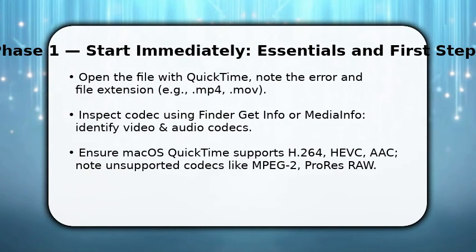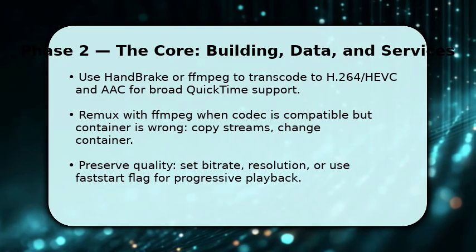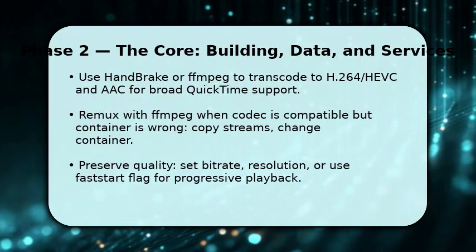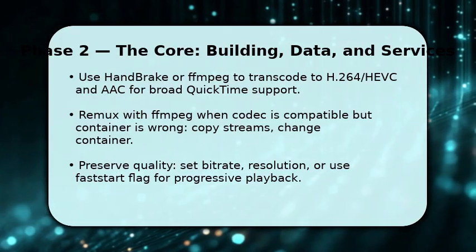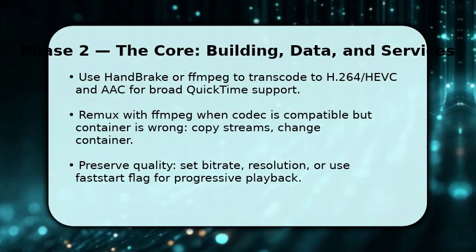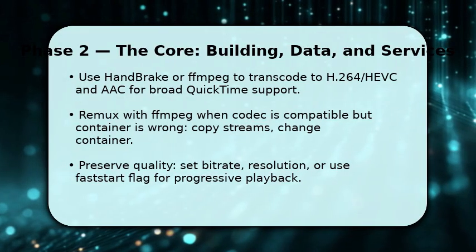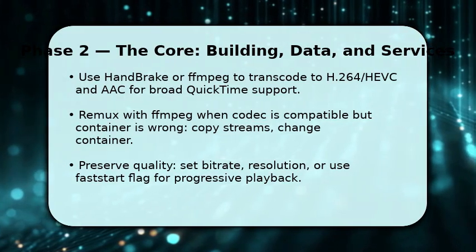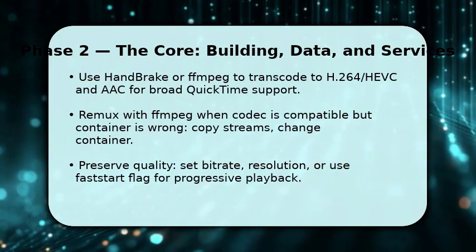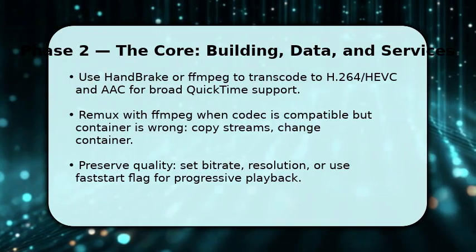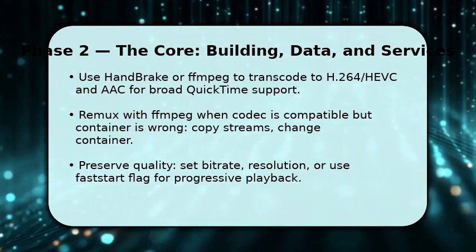Now you decide between remuxing and transcoding. If the codec is supported but the container is incompatible, remux with FFmpeg using stream copy. That's fast and lossless. If the codec is unsupported, transcode with Handbrake or FFmpeg to H.264 or HEVC and AAC audio. Make sure to set bitrate and resolution to preserve quality. For web or QuickTime, use the fast start flag.